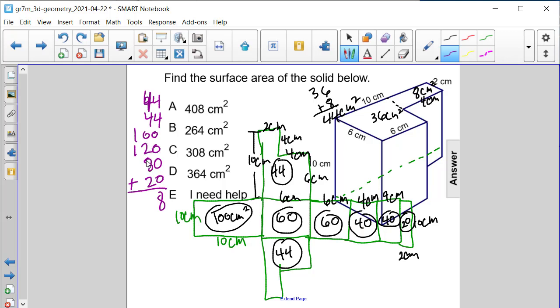Then I would have 100 plus 80 more is 180. 180 plus 20 will be 200. So we're going to have 0 extra 10s, and we're going to have 200 that we're going to carry over or bring over into the hundreds column. So we have 200 plus 100 plus another 100, which will give us 408 square centimeters. So the total surface area here is A, 408 square centimeters.